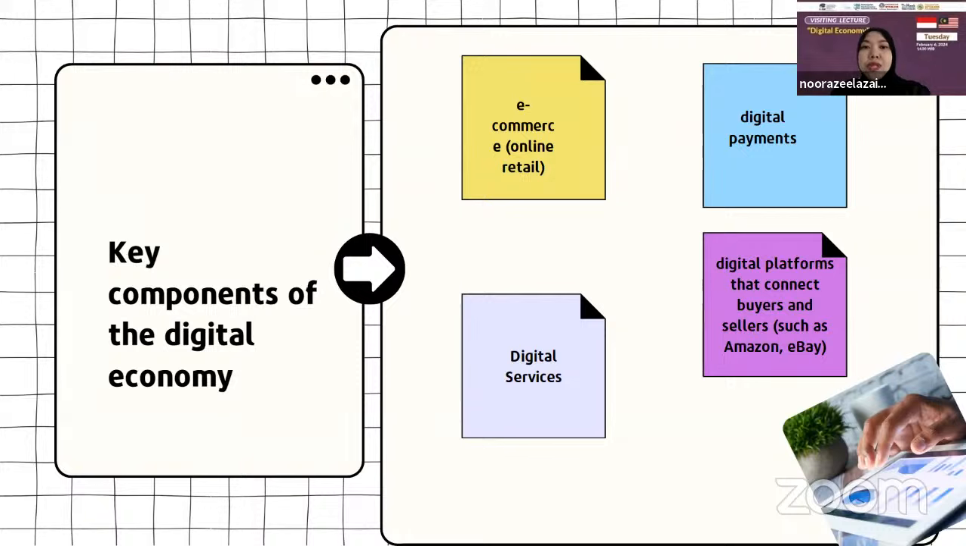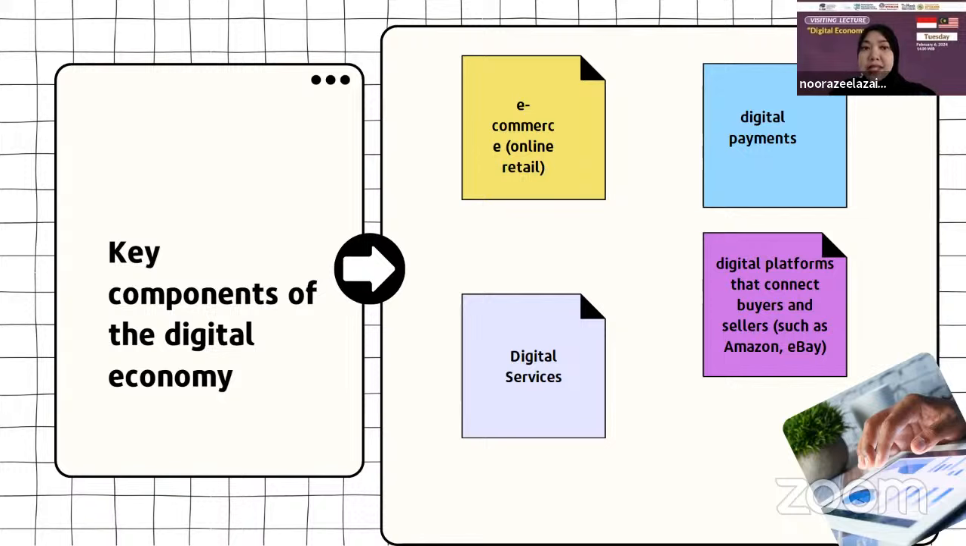Now, we want to see the key components of the digital economy, such as e-commerce. E-commerce refers to the buying and selling of goods and services over the internet or other electronic networks. This includes online retail platforms, digital marketplaces, and business to consumer (B2C), business to business (B2B), and also consumer to consumer (C2C) transactions conducted online. So this is e-commerce.